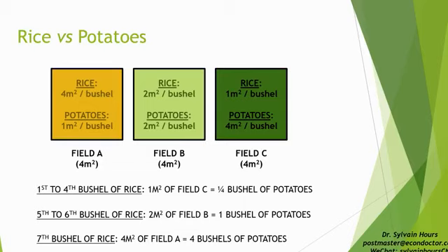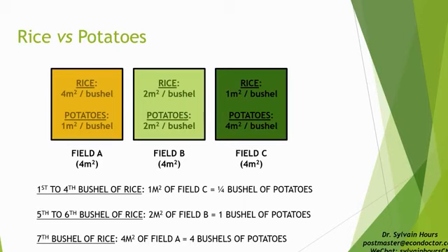So, here in the middle, you have the productivity of each field in terms of rice and potatoes. It tells you the size of the area that you need in each field to produce each bushel of rice and potatoes. You see that field A is not very good at producing rice. You would need the entire field to produce just one bushel of rice.